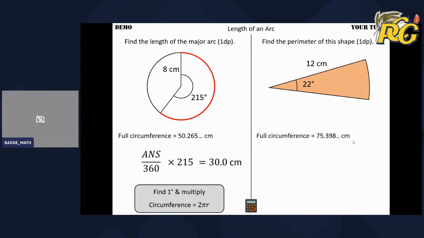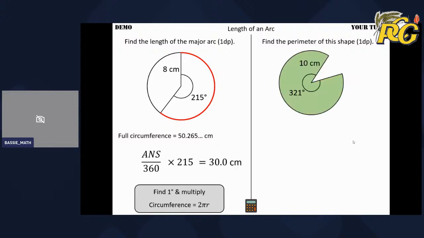All right, so here we go. Full circumference is 75.39. So you'll find the length of the arc, that's 4.6, and then you add the two radii to it. So you end up with 28.6 centimeters.